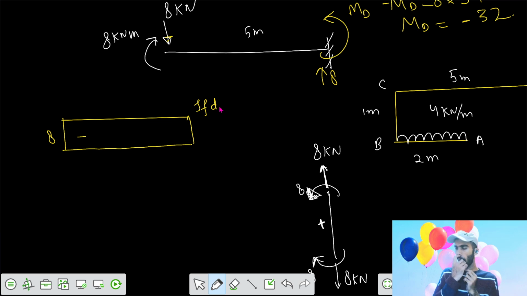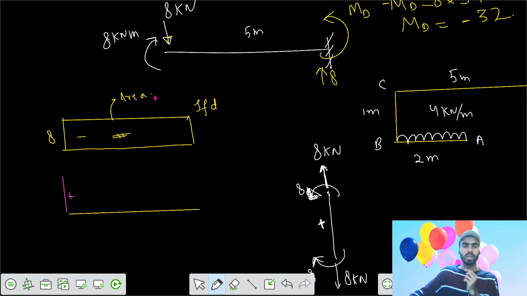Then after that we have the bending moment diagram. So this is your bending moment diagram. Here the moment was acting clockwise, a moment of 8. That's your positive 8, positive value of 8. Then after that you have the shear force diagram. That's the area of the shear force diagram. Area of the shear force diagram equals 5 into 8, that's 40, minus 40.